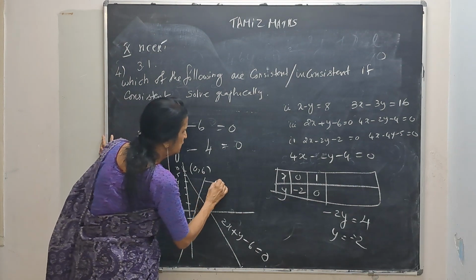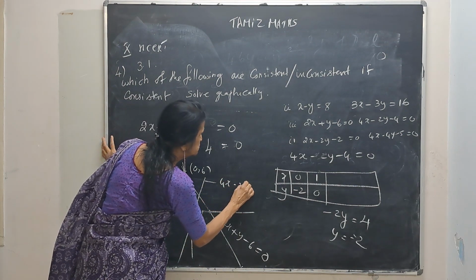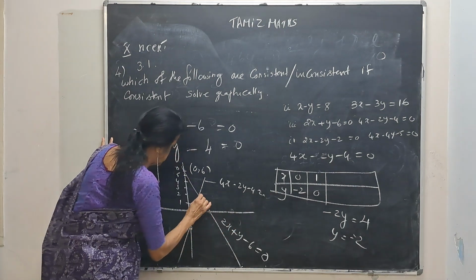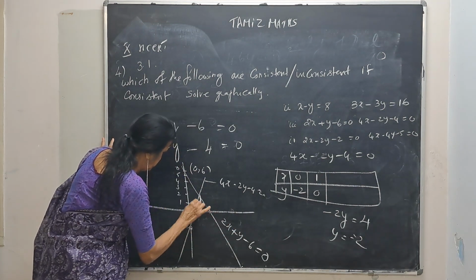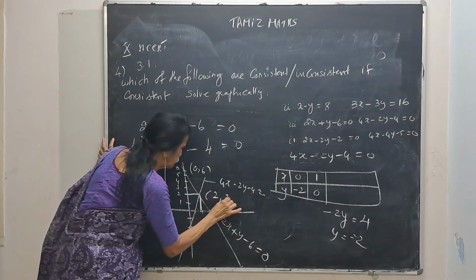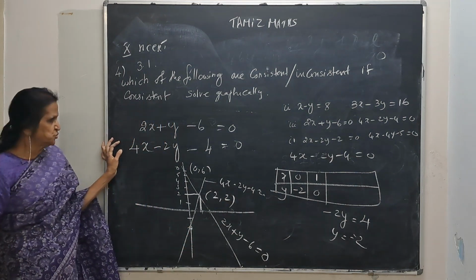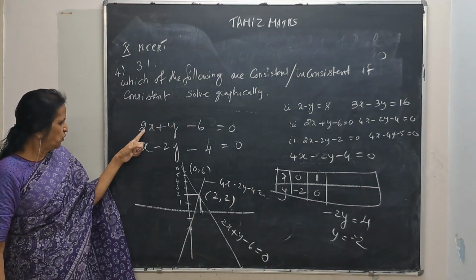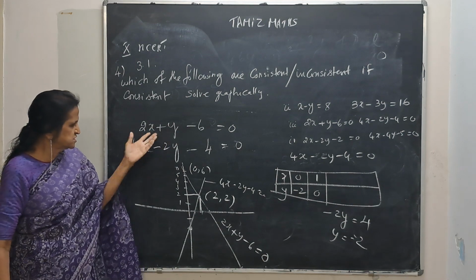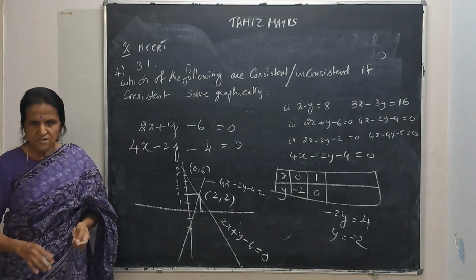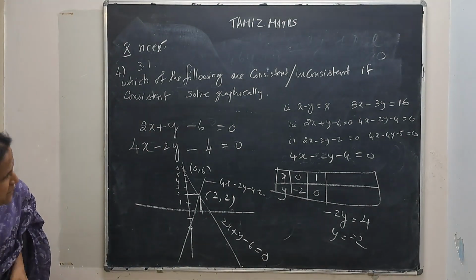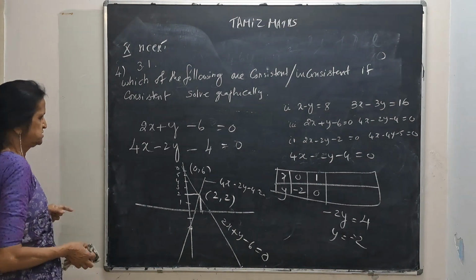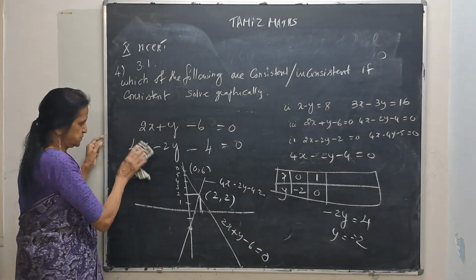So what is this line? 4x minus 2y minus 4. It will intersect here. So this point is 2, 2. The answer for this is 2, 2. Substitute: 4 plus 2 is 6, 6 minus 6 is 0. So this is the graph. Will you please practice it?